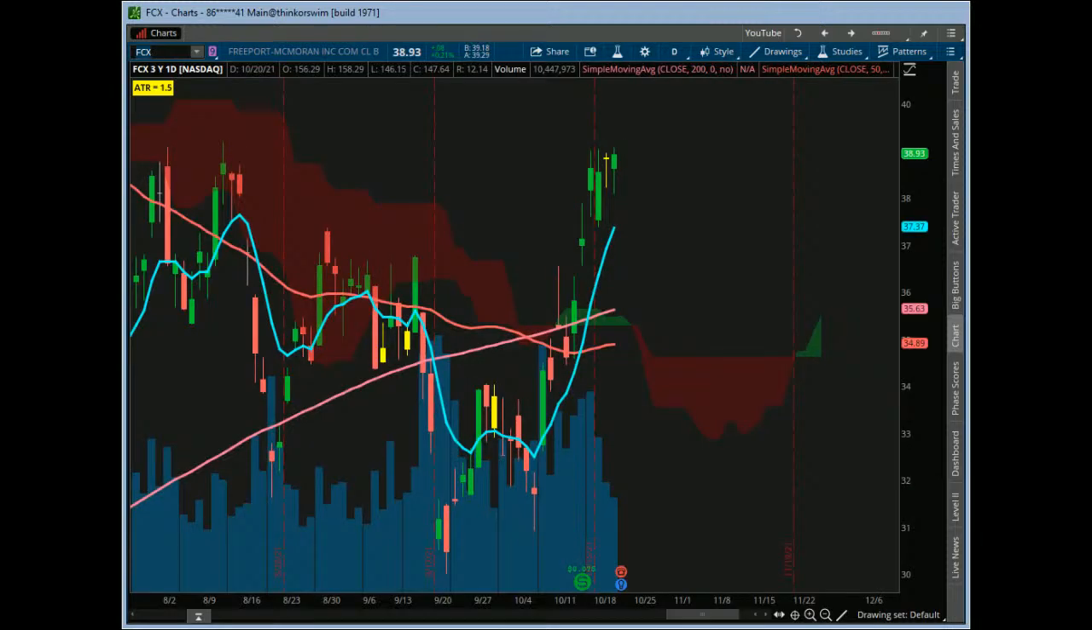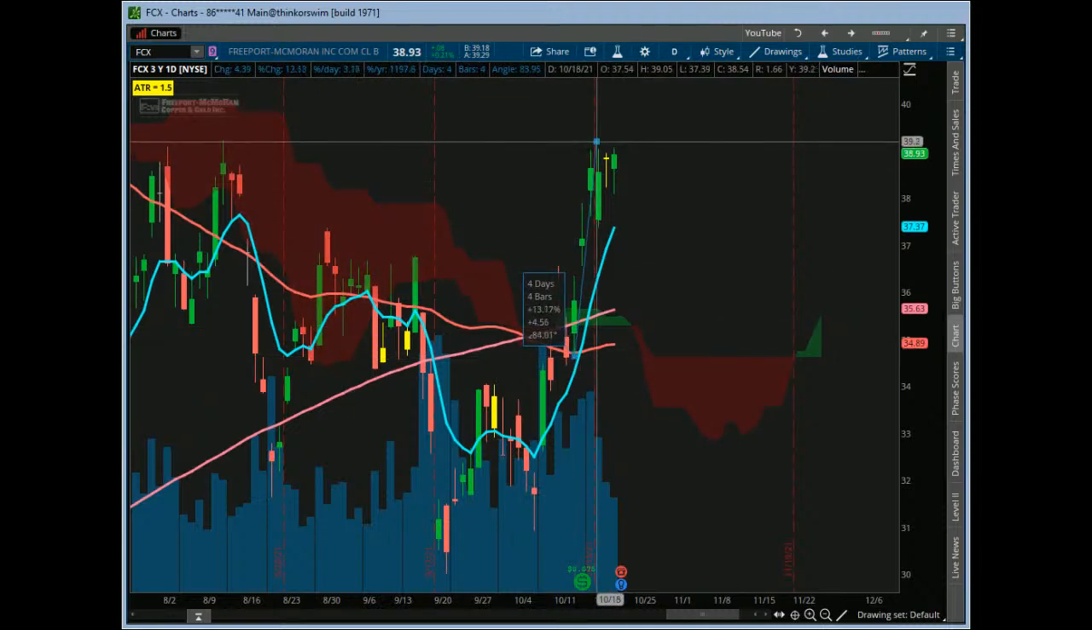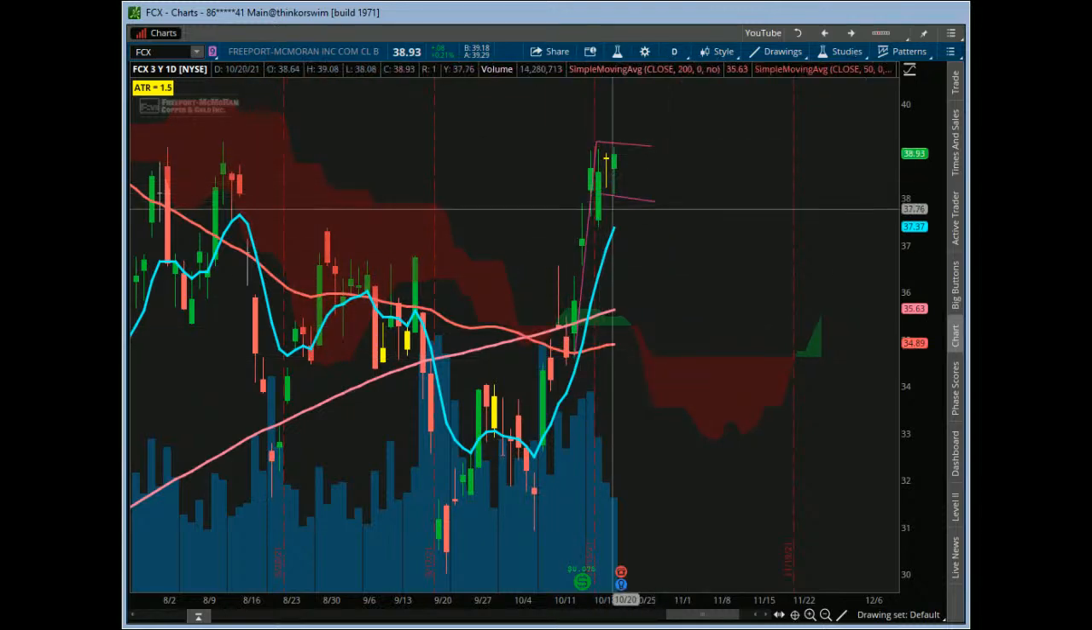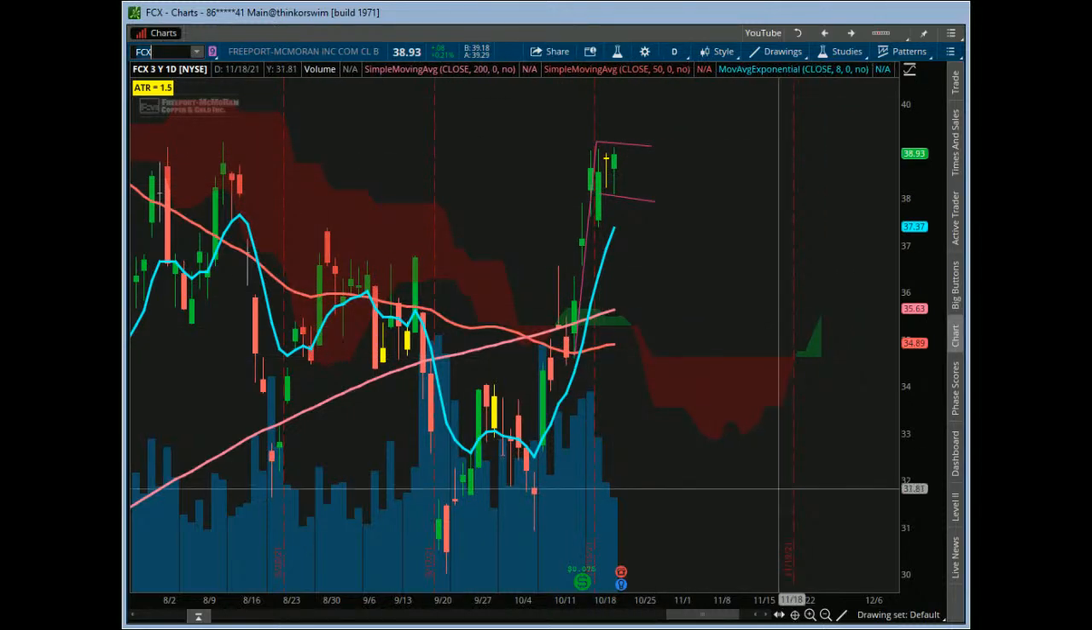FCX, Freeport McMoRan. So again, nice move right here, but it could also be working on a little bit of a flag too. It doesn't necessarily have to be that long. You have this, which could be the pole right here, right? So it could be flagging a little bit. See how that goes. Could be interesting. Very, very nice find. Good stuff.